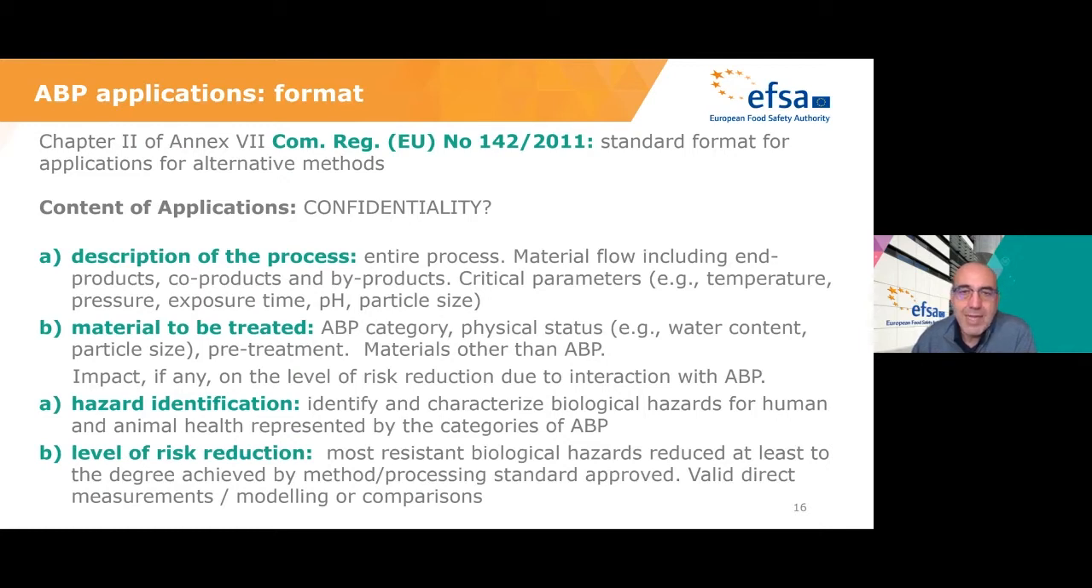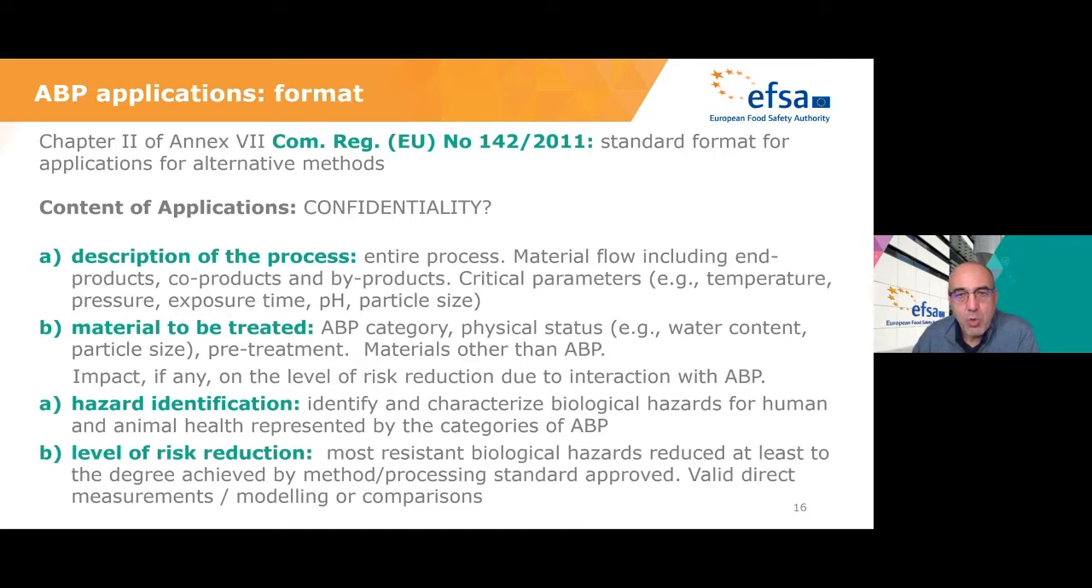It's important that the critical parameters of the method, whether this is thermal or chemical or any other, should be clearly specified: temperature, pressure, time, pH, particle size, any parameter that defines the method. Also, it's important to specify the material that is going to be treated with full details, not only the ABPs that are going to be used, but also any other material that could be mixed with the ABPs in the process.